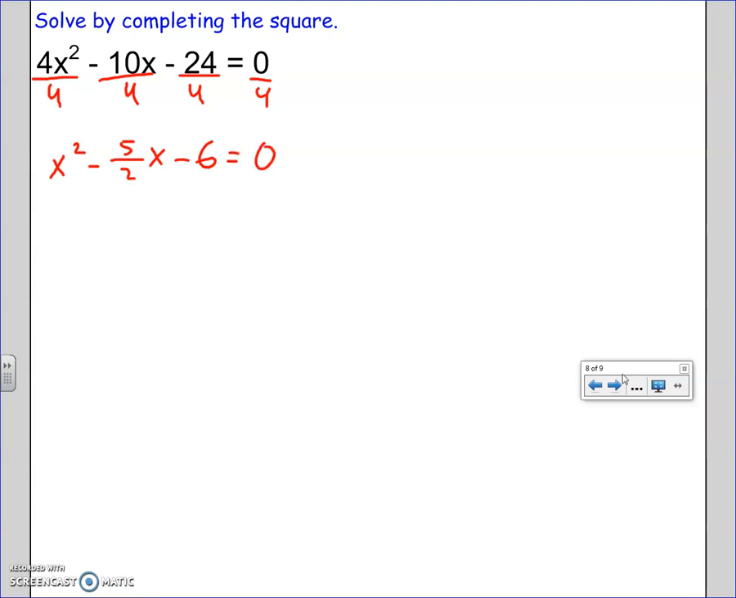Second step is move c away from the left side, which I will do by adding 6. So x squared minus 5 over 2 x equals positive 6. And actually, let me do it like this.